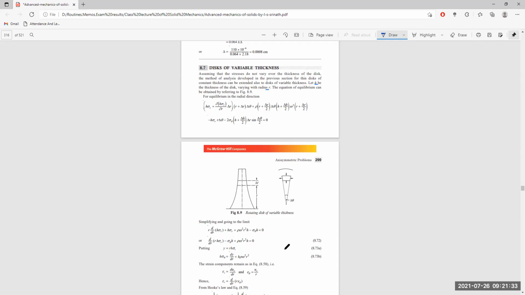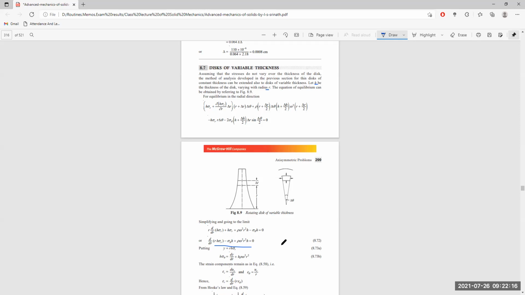Now we are again simplifying. We are taking this r inside the bracket, differentiating r h sigma r, and the remaining terms are brought here, and h sigma is also brought inside in order to maintain this differential equation. So this equation reduces to this particular form. Now, just to simplify the matter, y is equal to r h sigma r. Y is just a term replacing this particular term to make that differentiation exercise slightly simpler.